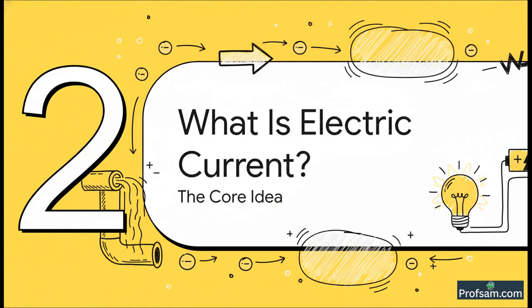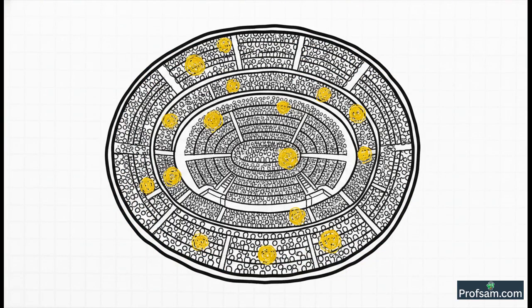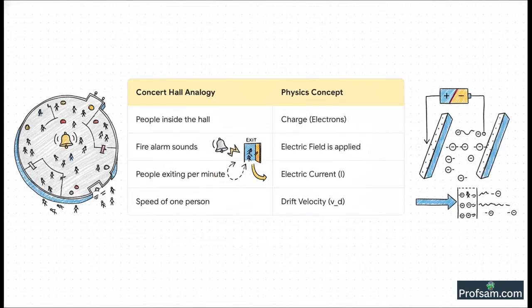To solve that puzzle, first we need to get a real feel for what electric current is. Forget the textbook definitions for a moment. Let's build the idea with a simple analogy first, something you can picture in your mind. I want you to imagine a giant concert hall, and it is completely packed with people, shoulder to shoulder. Now, every single person in this hall is like one electron inside a wire. So, let's make the comparison. The people are the charges, right? The electrons.